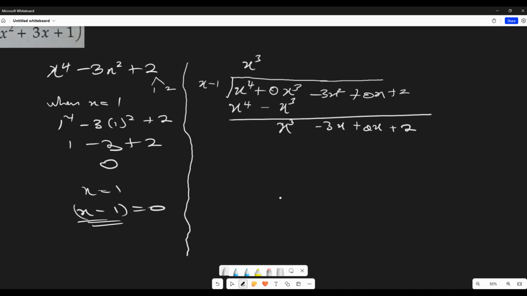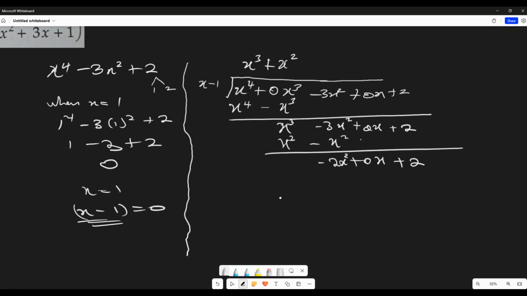Then x goes into x cubed, x squared times. Then we multiply. It will give us x cubed, but this time it will give us minus x squared. Then perform another subtraction. This will come here 2, this will come here 0x, and then minus 3x squared minus x squared. To give us minus 3x squared plus x squared, and to give us minus 2x squared. Good. Then continue our division.